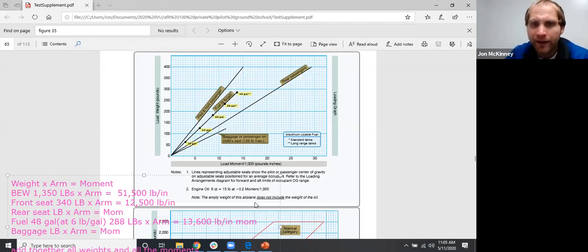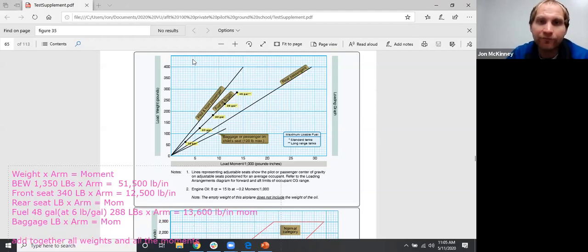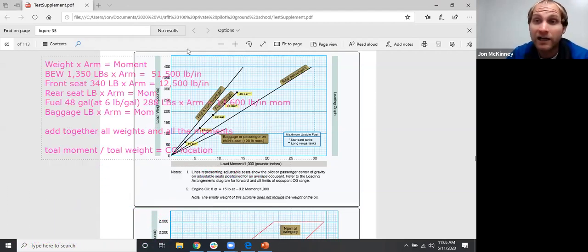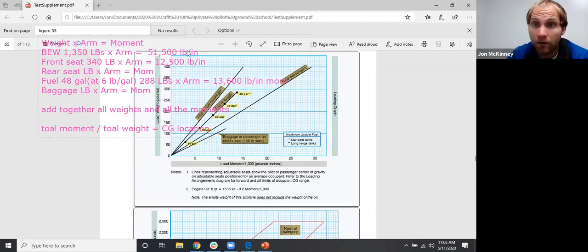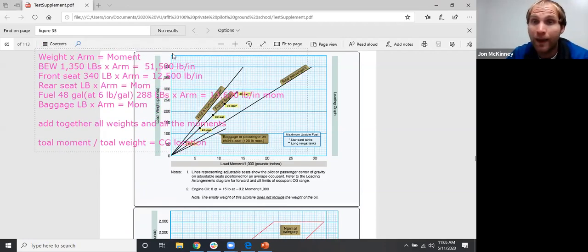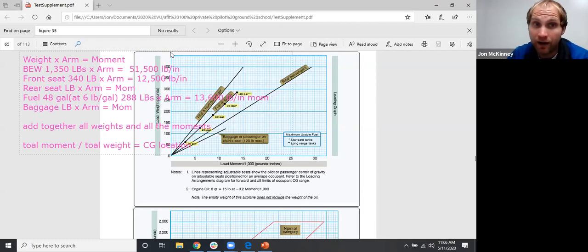Why do I guess that? Because it says that the engine oil is a negative moment. So the distance, the moment arm, the lever distance we're talking about for oil is a negative number because it's in front of the datum. So as we do all this math, we're going to have to do some subtraction math when it comes to oil, whereas we do addition math for everything else.